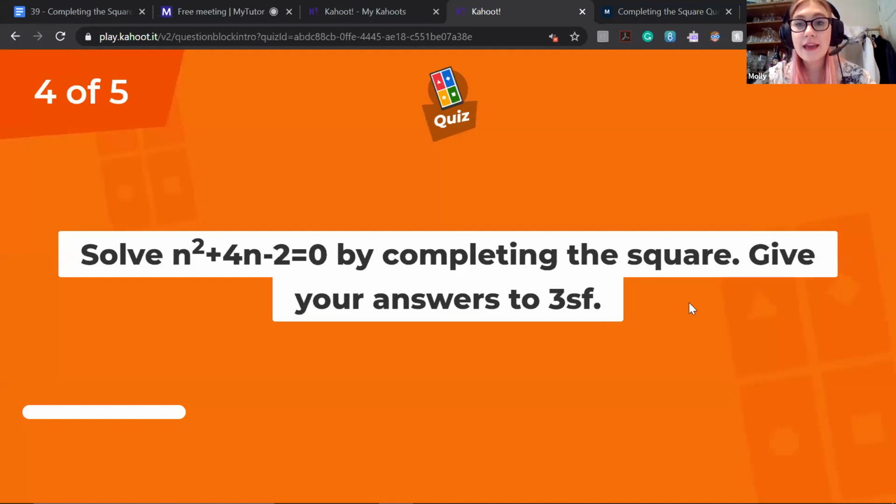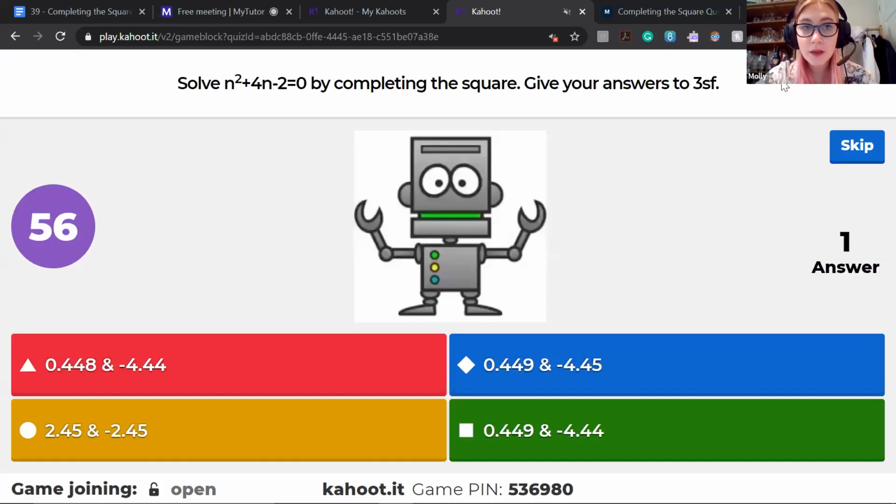So now it's solving, and you'll need your calculators for this one because it says 3 significant figures. So obviously I can't stop you from using a different method, you know, the quadratic formula, plug it into your calculator, but try to do it by completing the square. These quizzes are to help.